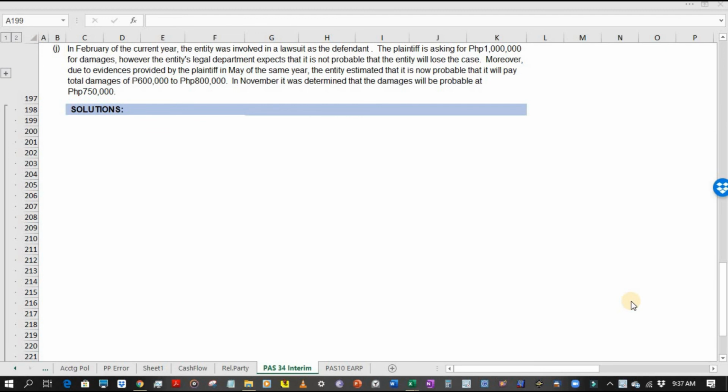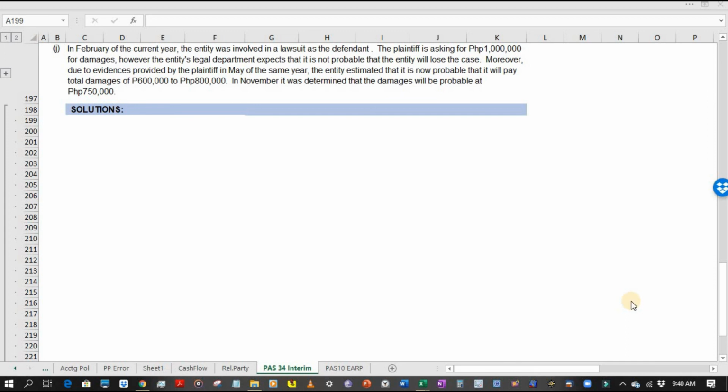So letter J, in February of the current year, the entity was involved in a lawsuit as the defendant. The plaintiff is asking for a 1 million peso damages. However, the entity's legal department expects that it is not probable that the entity will lose the case. Moreover, due to evidences provided by the plaintiff in May of the same year, the entity estimated that it is now probable that it will pay total damages of 600,000 pesos to 800,000 pesos. In November, it was determined that the damages will be probable at 750,000 pesos.